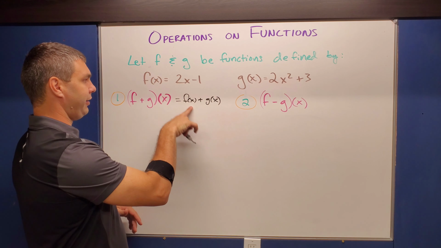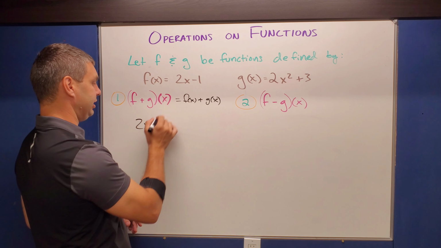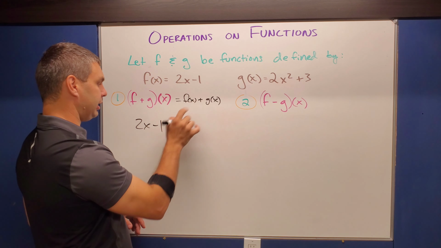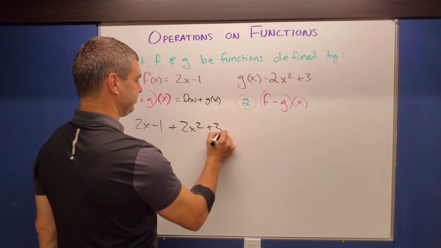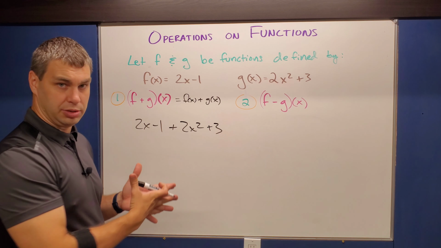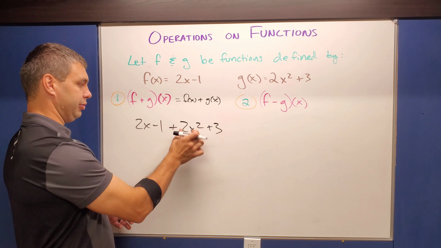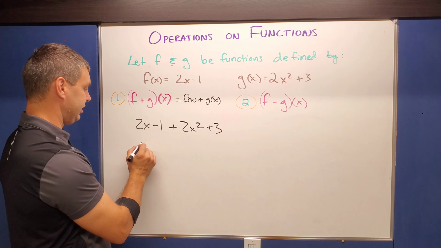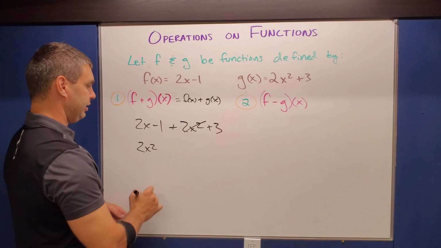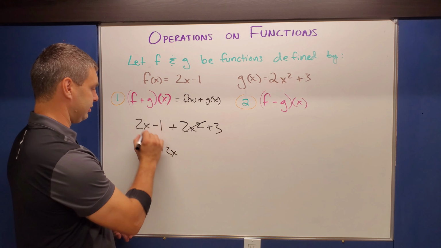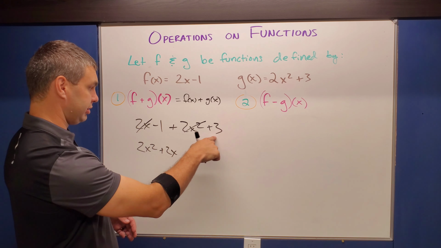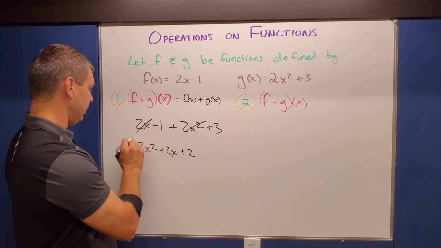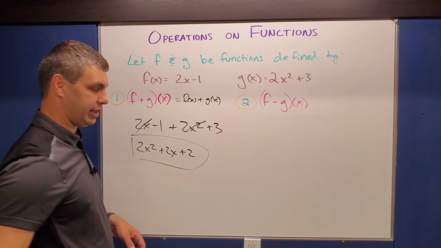So for example, F of X says 2x minus 1, I'm just copying this from up here, plus the G of X is 2x squared plus 3. And this is just a polynomial. We know how to put these together. Typically, you use the one with the biggest exponent, in this case the 2x squared. The next term would just be the plus 2x, and then negative 1 plus 3 would be a positive 2. Okay, so you get 2x squared plus 2x plus 2.